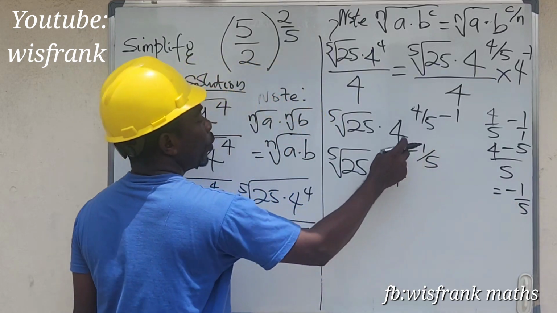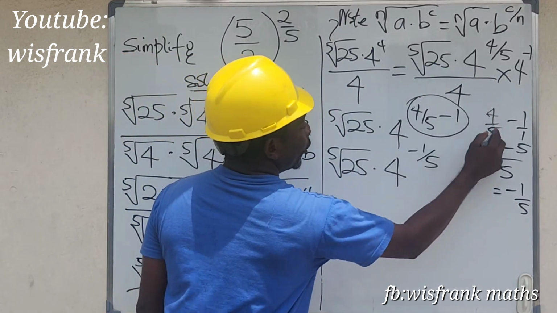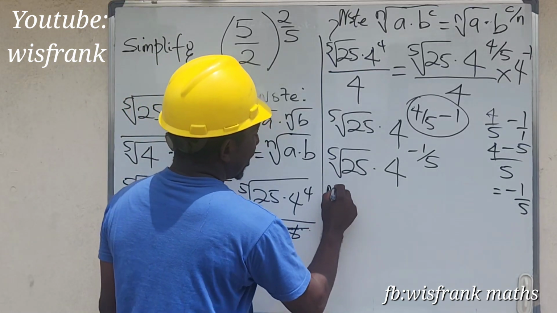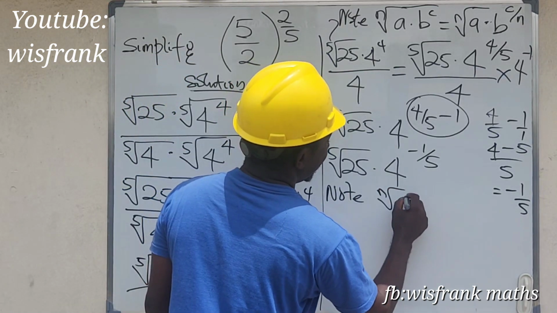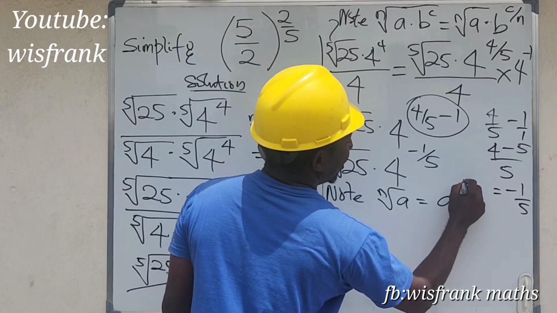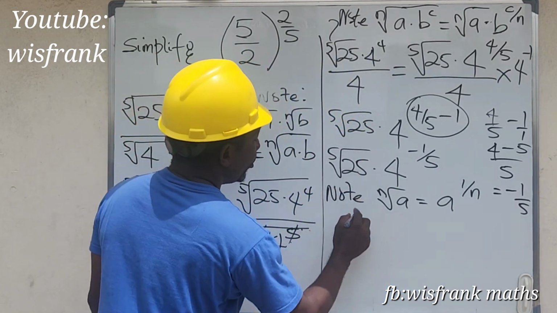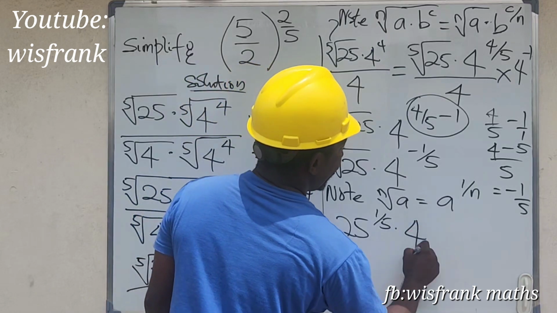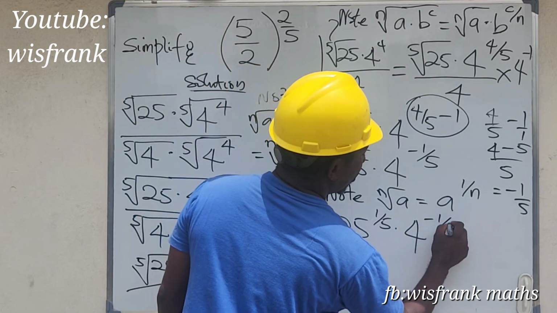So from here, this is what we have. We were doing this for us to have 1 all over 5. Here, we can recall that when we have the nth root of a, it is the same thing as a raised to the power of 1 all over n. So here will become 25 raised to the power of 1 all over 5 times 4 raised to the power of minus 1 all over 5.